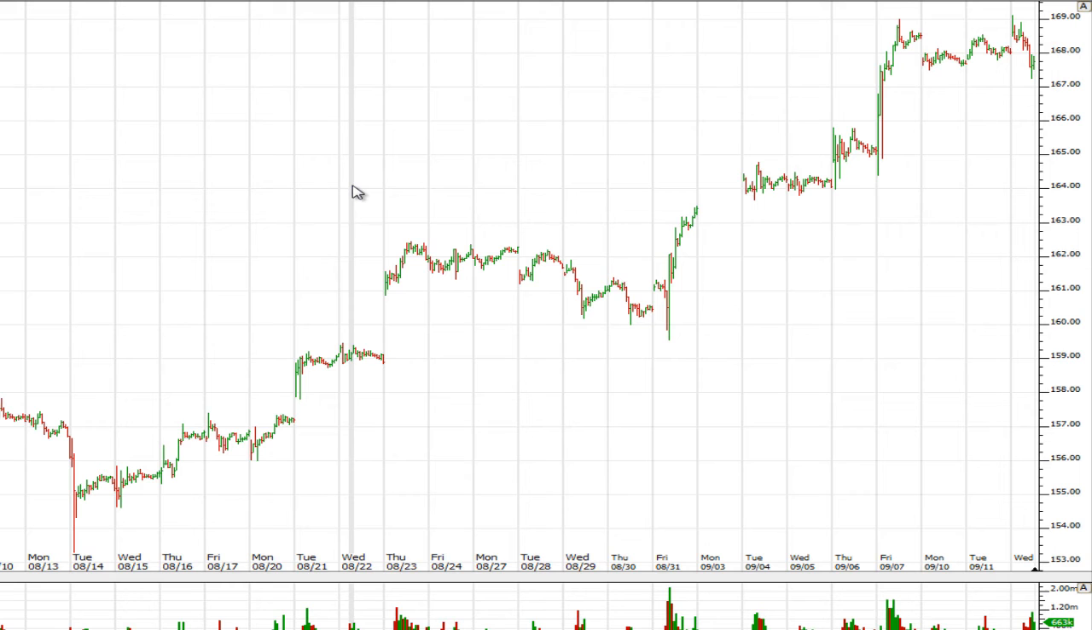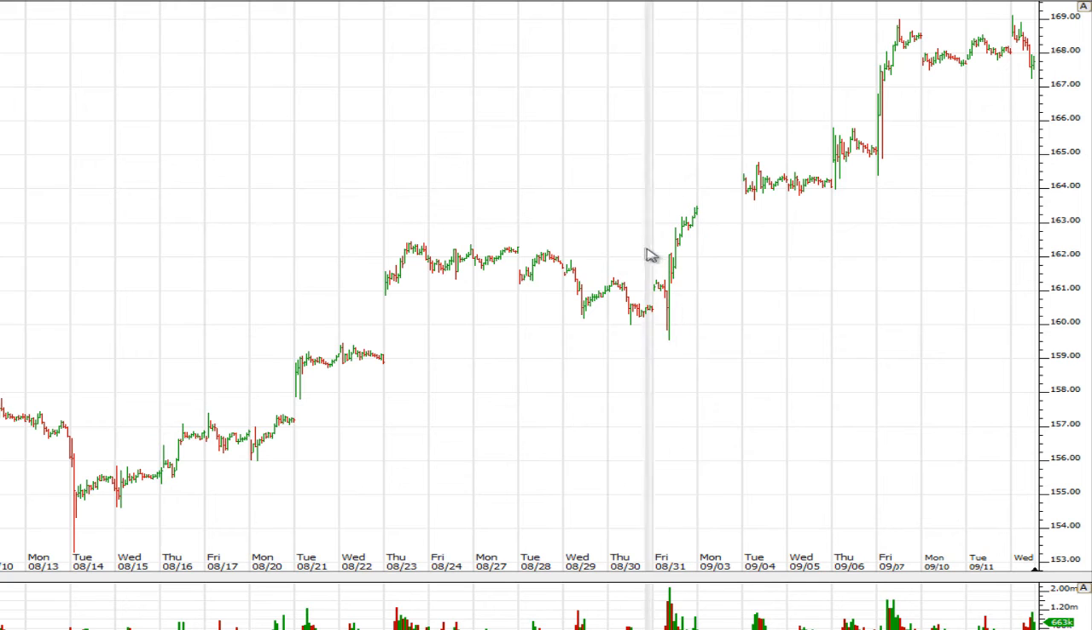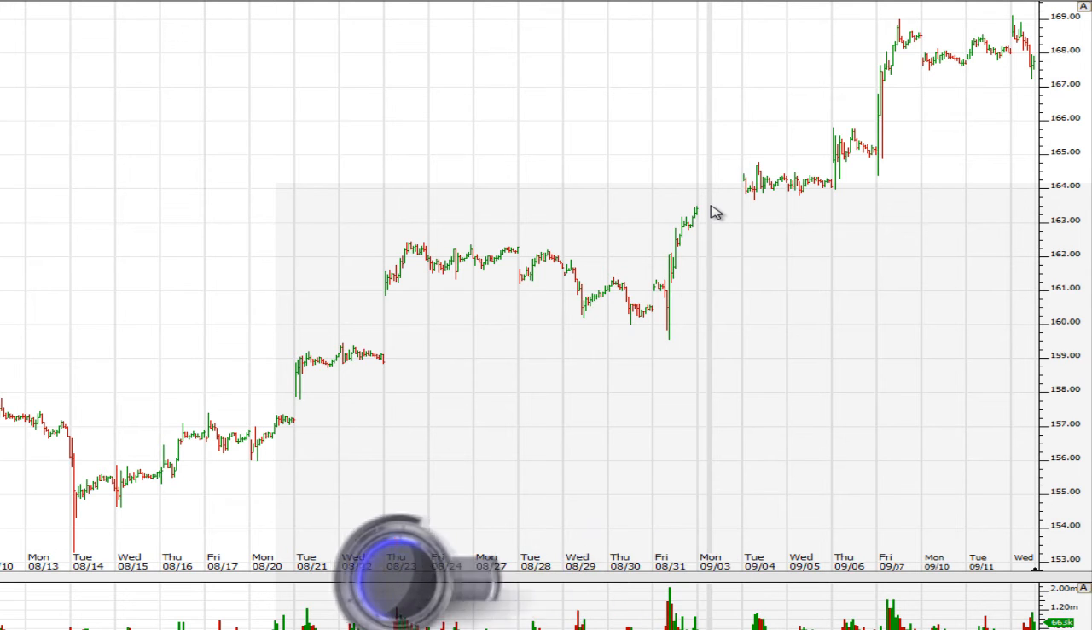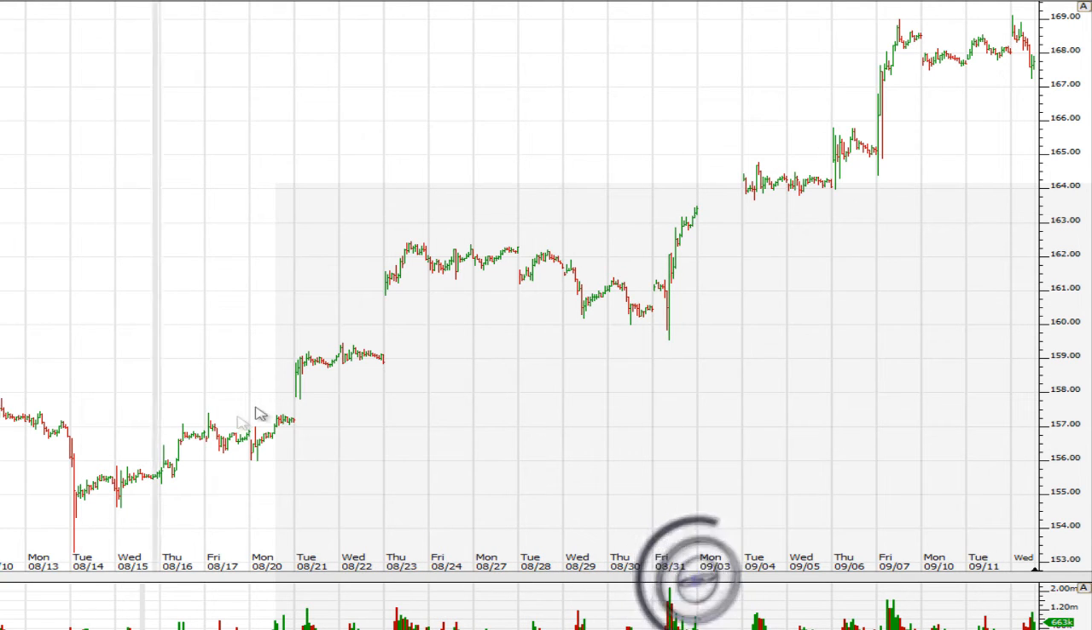Now what does this mean? This means that all these patterns that you see, these balancing and the trends, happen all the time in all degrees of time. Okay? Now let's explain this a bit further. This means that when you're looking at this time frame and you see that this is a balance area and this is a trending move, if you zoom out, right, and take a bigger picture view, well, you can label this whole thing that includes this balance area, this whole thing is one trending move, right?